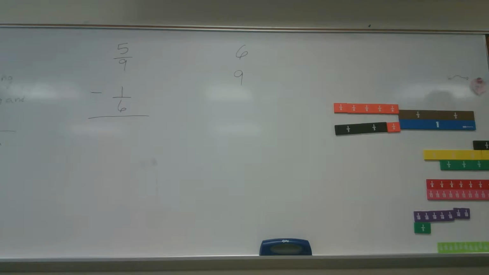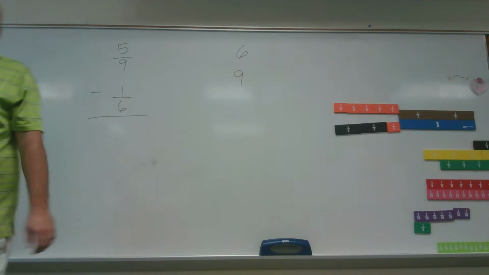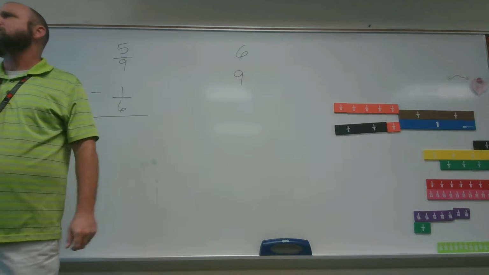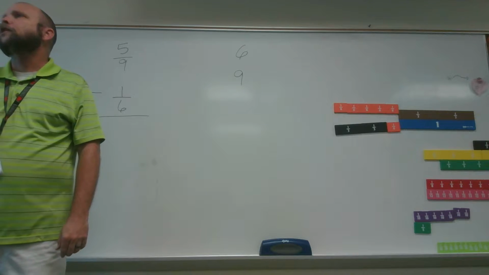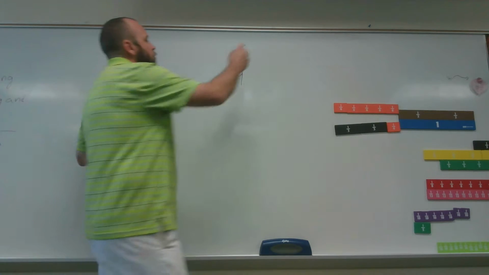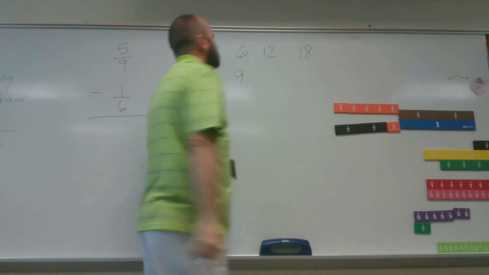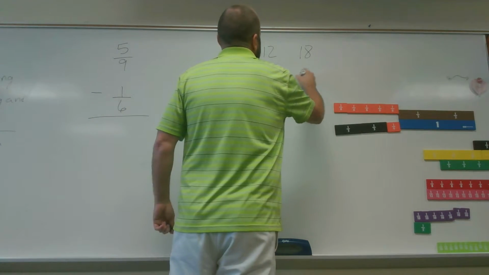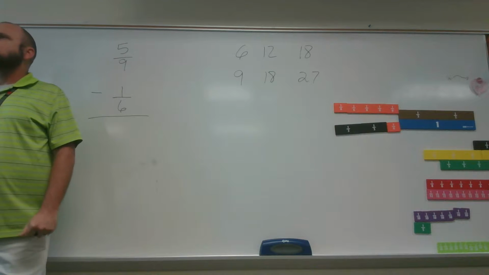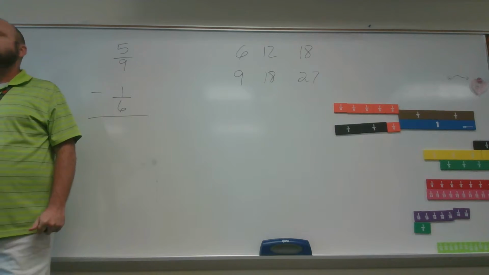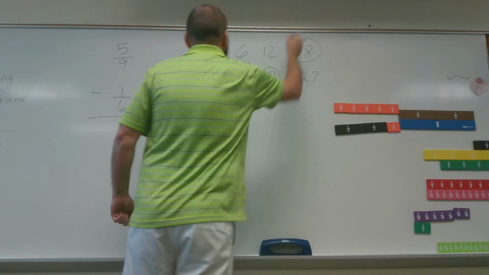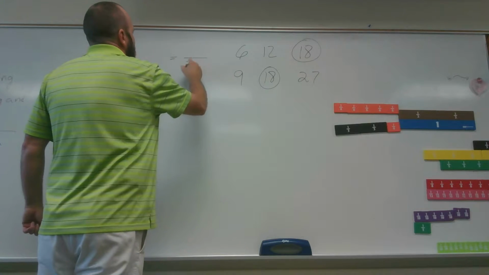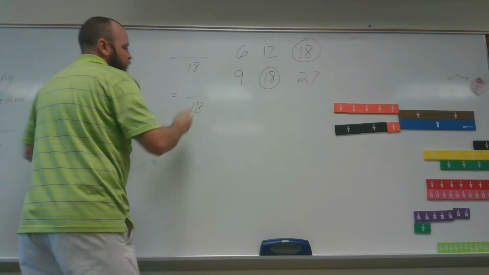All right, Tucker, let's look at your multiples of 6. The rest of you are quiet. I'll give you a chance to work together in a moment. Tucker, tell me the first 3 multiples of 6. Look at your multiplication chart. Good, 6, 12, 18. Tucker, tell me the first 3 multiples of 9. 9, 18, 27. Tucker, have we found a least common multiple yet? 18. These both have 18 in common, meaning my least common denominator is going to be 18.